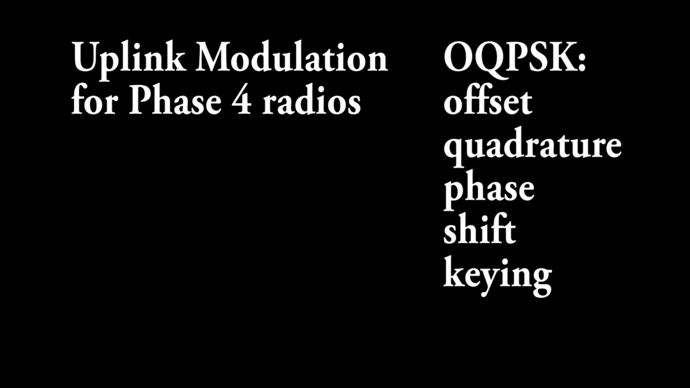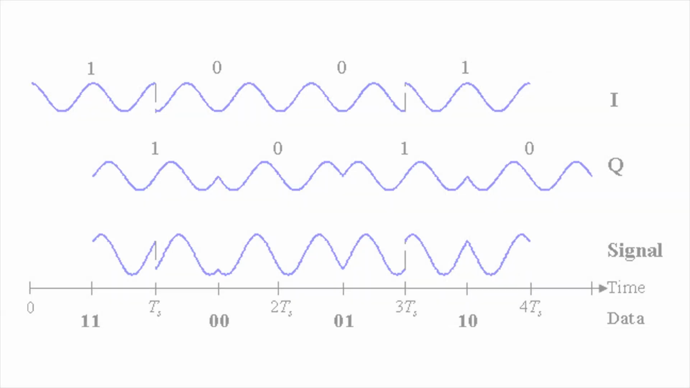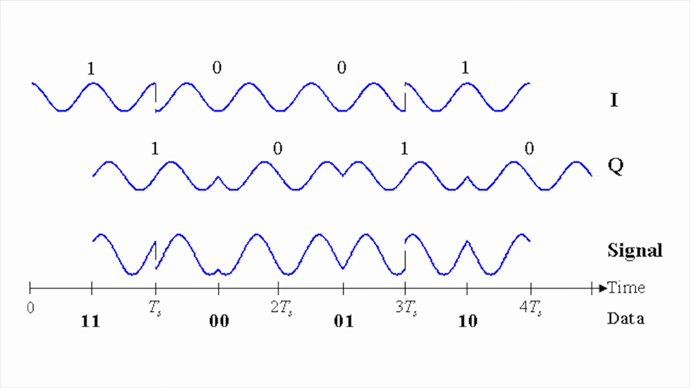So let's talk a bit about some changes in the uplink for Phase 4 radios. We were MSK, or minimum shift keying, but we are now OQPSK, or offset quadrature phase shift keying. That is what the payload team is currently designing for. Like MSK, offset QPSK has no more than a 90-degree phase shift at a time.